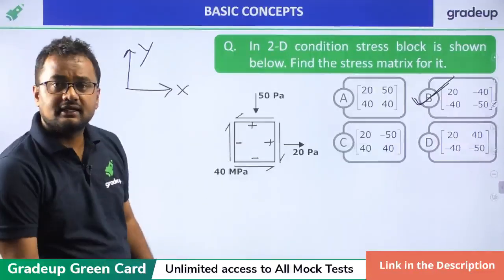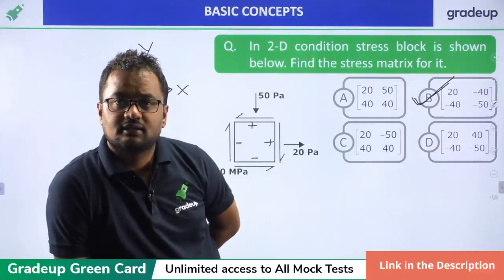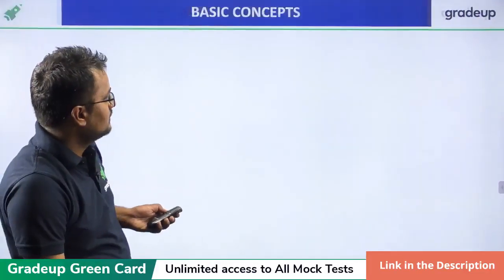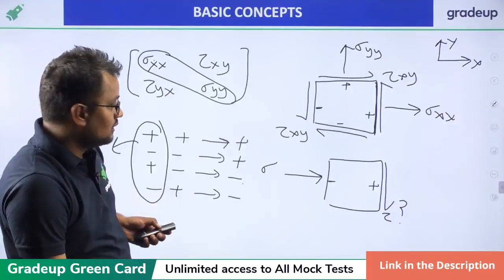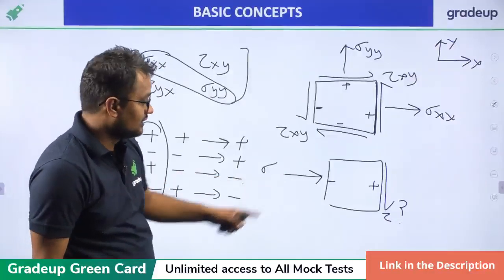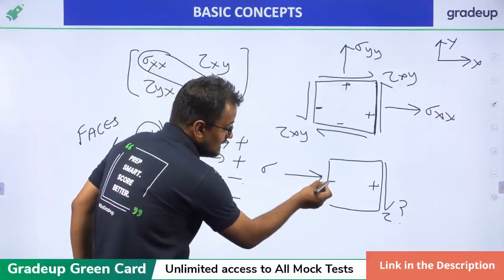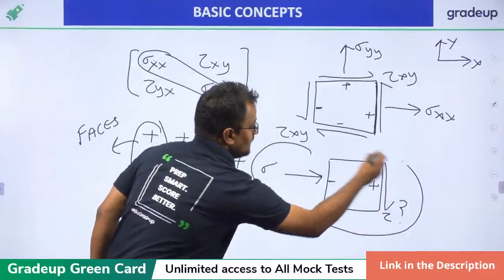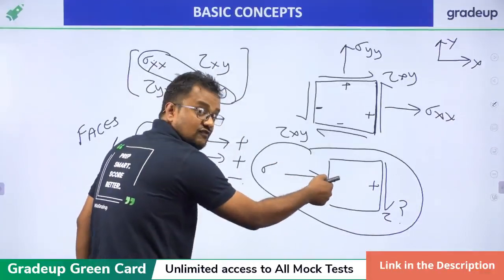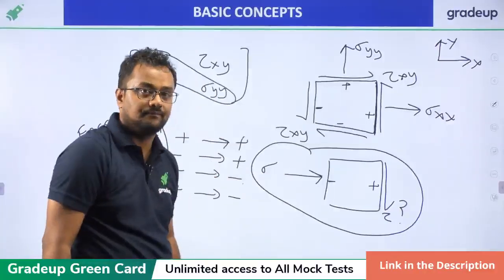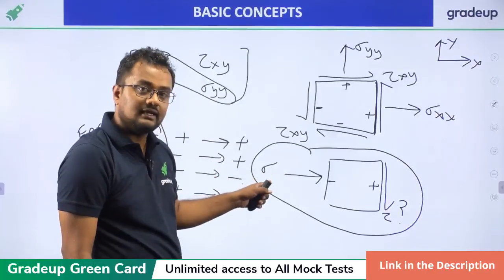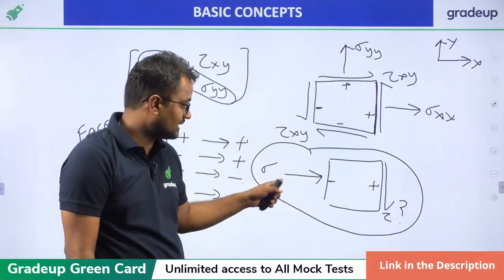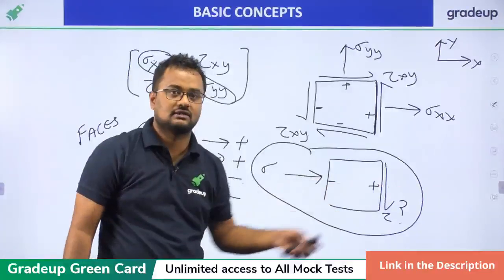Okay, somebody is writing that he has some doubt in the previous slide. Okay, let me show you. He is asking about this sigma. This sigma is in negative phase and in positive direction. See this body, okay? This sigma is in negative phase and in positive direction. So this will be negative. Please mark this. This will be negative on negative phase and in positive direction.